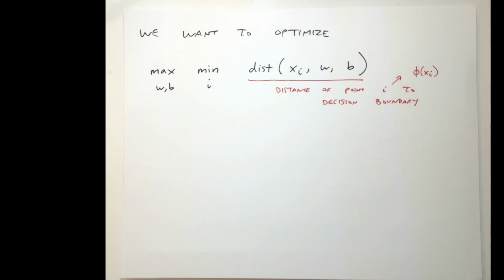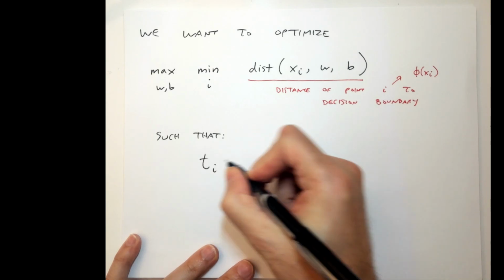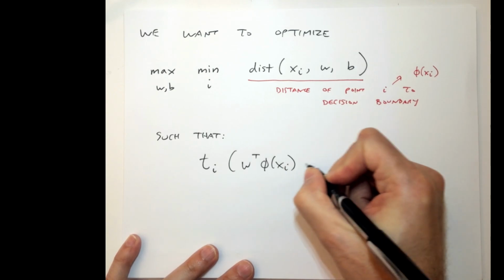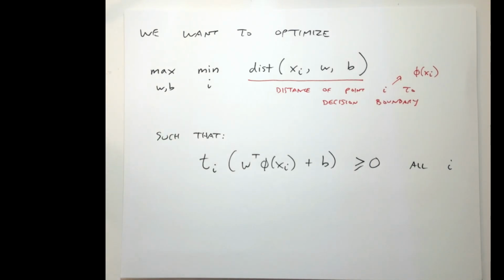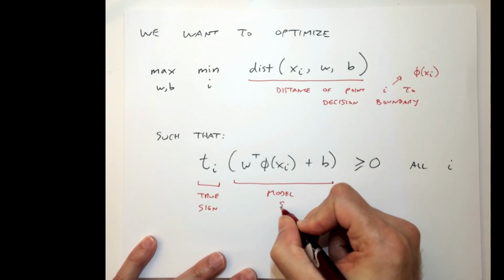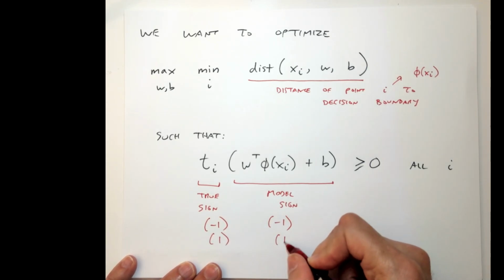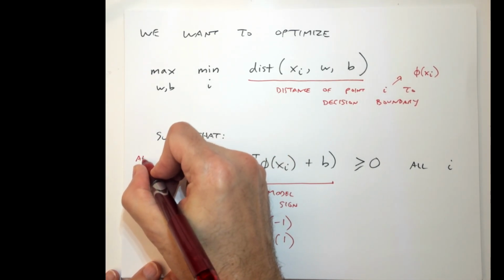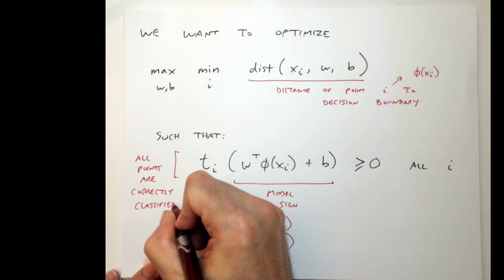And I want to constrain this optimization, because I also want all the points to be correctly classified. How do I write that down? I'm going to have a second condition such that t_i times this thing is greater than or equal to 0 for all i. What is the meaning of this? This is the true sign of the output, and this is the model sign. If the true sign is -1, I want the model sign to also be -1, so the product is positive. If the true sign is +1, I want the model sign to return +1, so it's positive. So this is just a nice compact way of saying that all points are correctly classified.